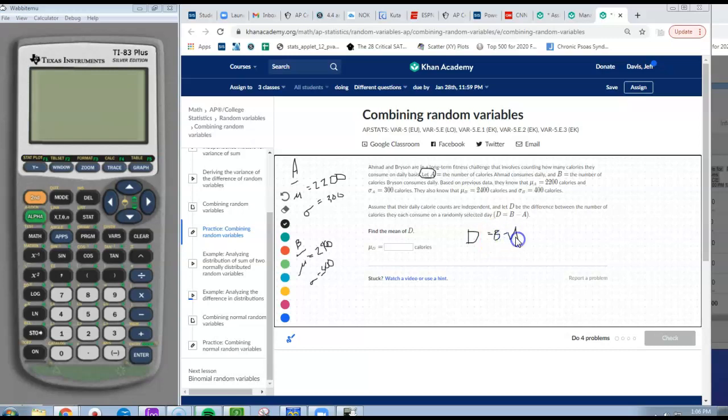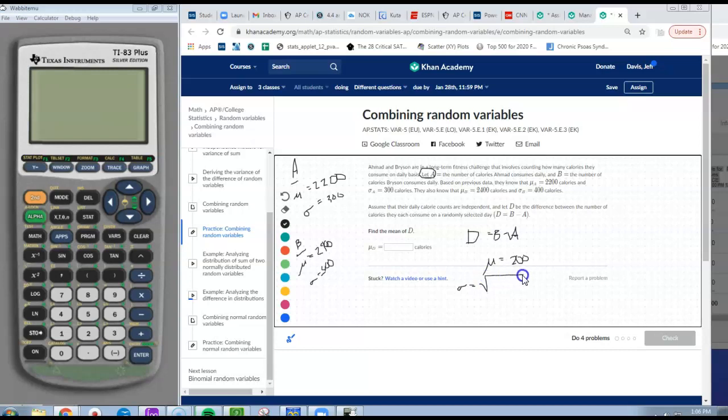So I need to find the mean, the standard deviation of d. Well, for means, whatever you're doing to the big distribution, you do that to the means. So b minus a, we got 2400 minus 2200, and the mean would be 200, because that's the difference you would expect between them. The standard deviation is a little bit different.